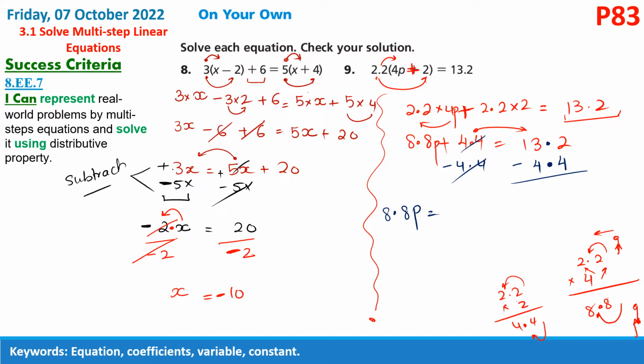4 doesn't go from 2. So you borrow 1 from here. It becomes 12 and here is left 2. So 12 minus 4, 8. Point. And 12 minus 4 is 8. So you will have 8.8. We need to find out p. So divide. 8.8 is multiplying, so you divide by 8.8 both sides. When you cancel 8.8 by 8.8, you get 1. Remember, 8.8 minus 8.8 is 0, but when you divide 8.8 by 8.8, you get 1.